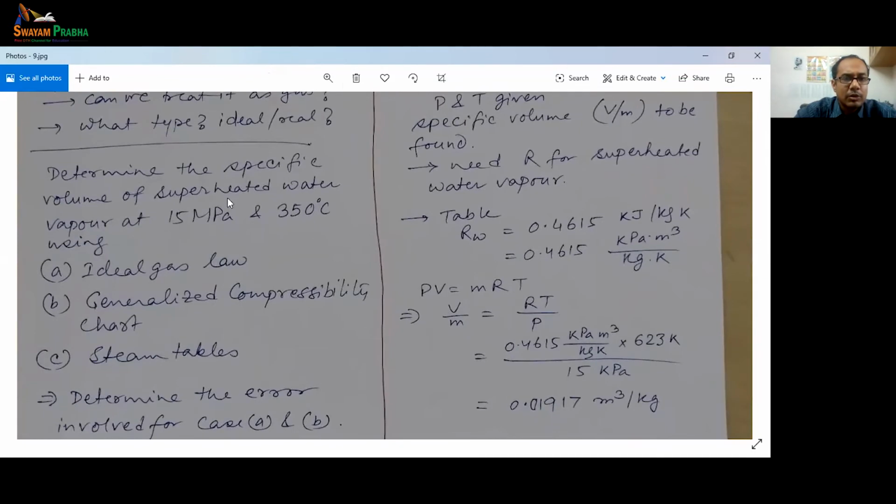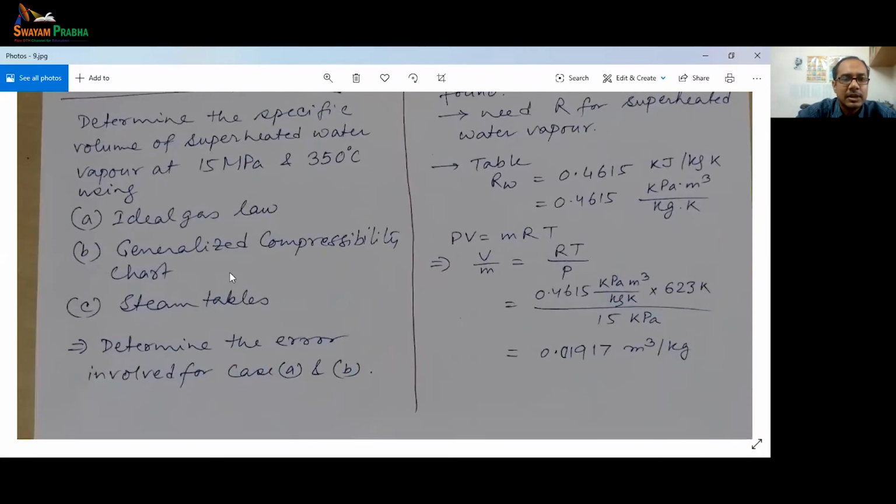Determine the specific volume of superheated water vapor at 15 megapascal and 350 degrees centigrade. Okay, so pressure and temperature are given. There are three ways it tells us to find the specific volume. First one is use the ideal gas law. Assume it is an ideal gas and find the specific volume.